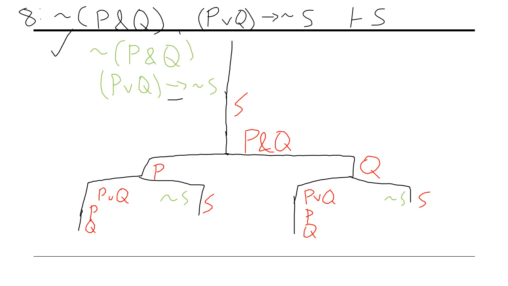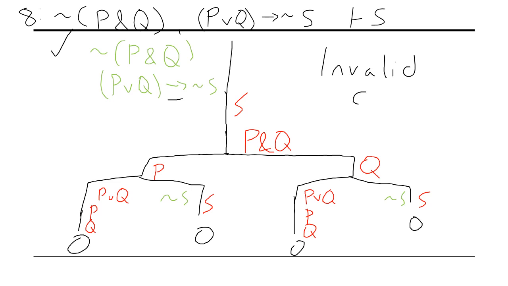Now we can go back through. Look for any contradictions. I don't see one here. Don't see one here. And don't see one here or here. So they are all open. So it's going to be invalid.